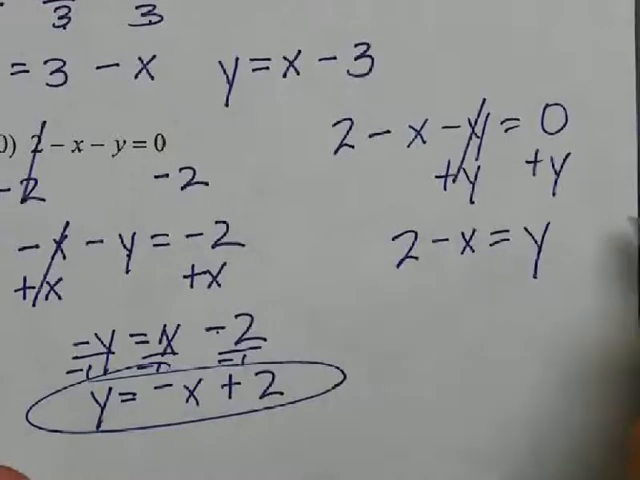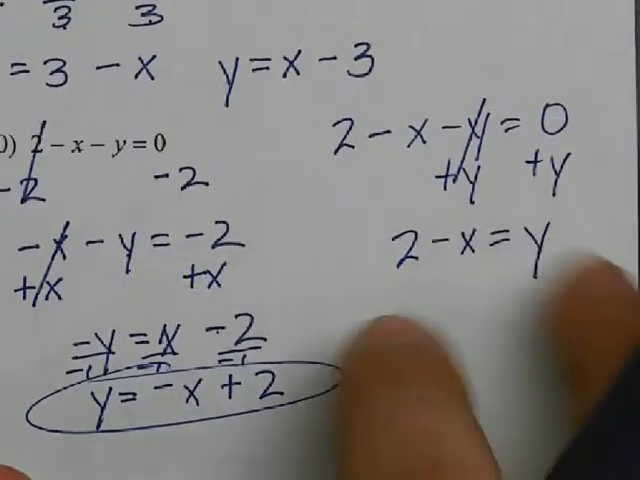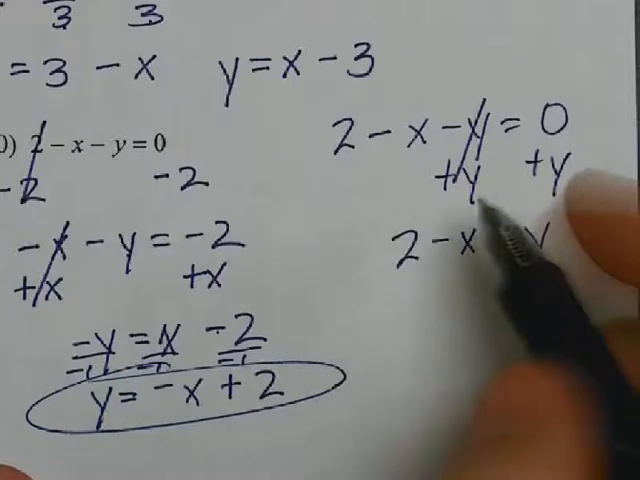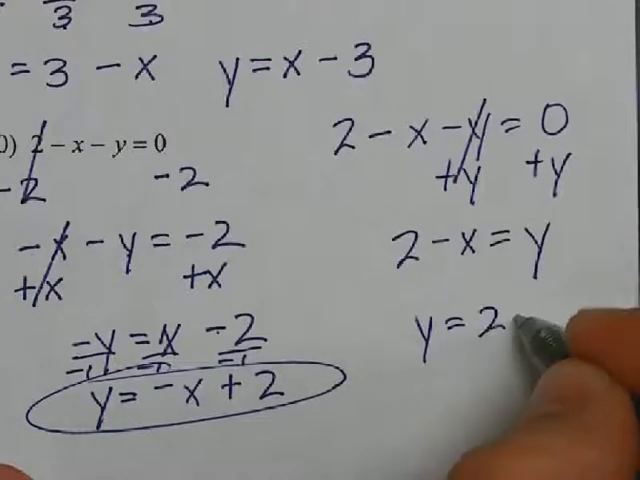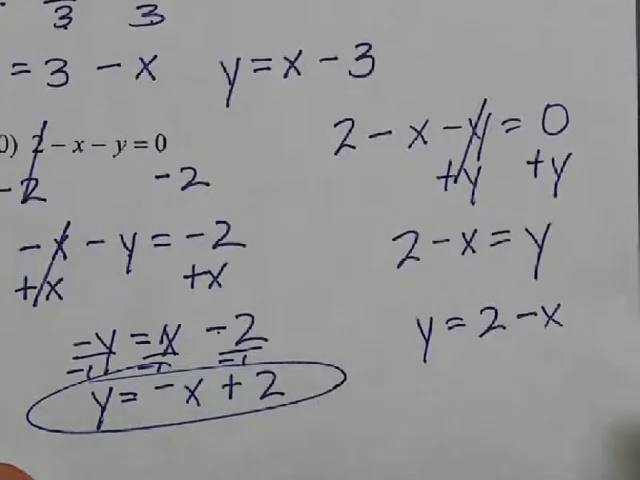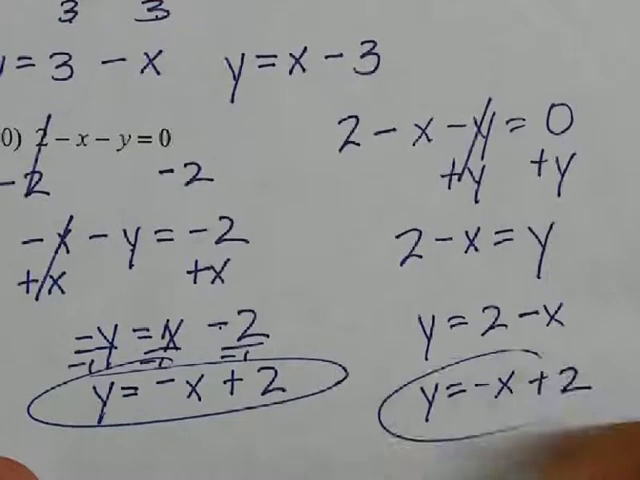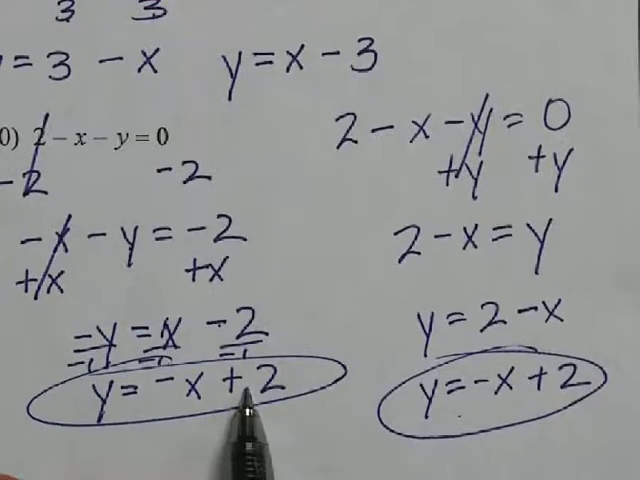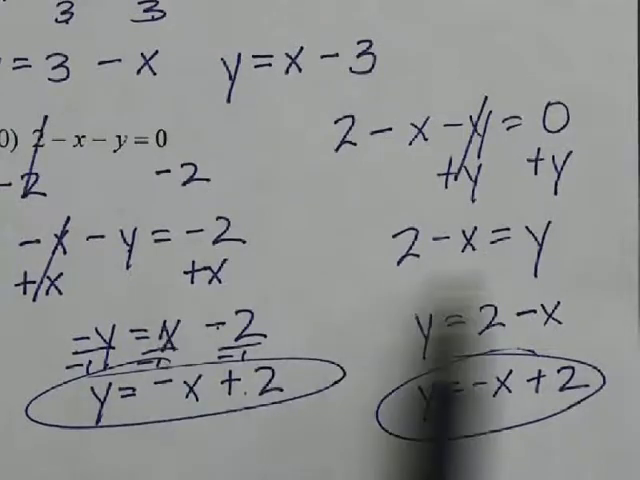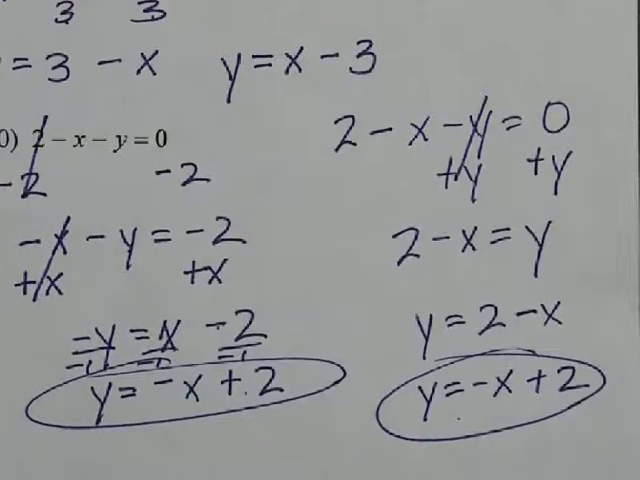Notice here I got 2 minus x equals y. Now flip it. And I have y equals 2 minus x, or in slope intercept form, y equals negative x plus 2. Notice, same answer, done totally different. Okay? But that's okay. Again, this is an abstract concept because there's more than one way to do it.